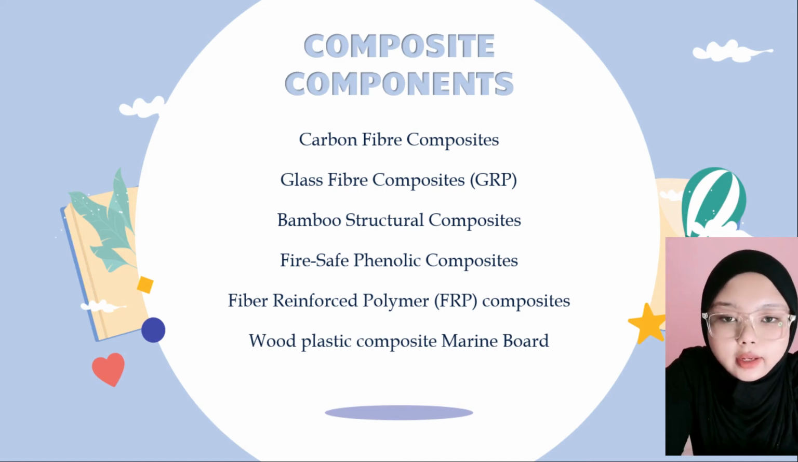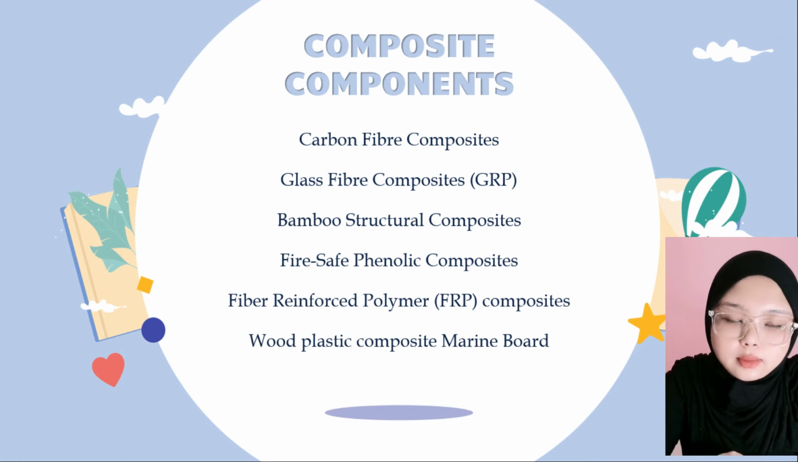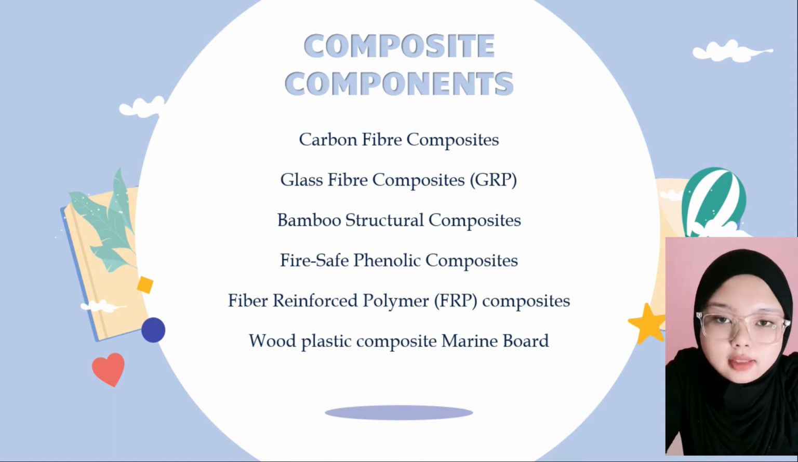The second one is glass fiber composites. It was first used in marine applications and also revolutionized the marine industry. It can be found in a variety of boats and vessels. The third one is bamboo structural composites. Bamboo composites exhibit excellent resistance in a marine environment and their applications could make good inroads in the marine sector worldwide. Fire-safe phenolic composites material, which is phenolic resins, are well known for their excellent resistance to heat and combustion.